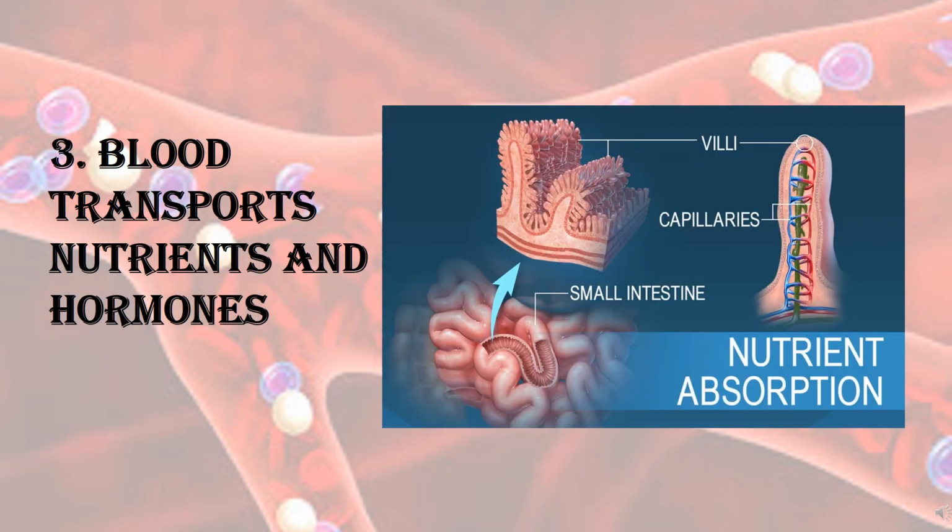3. Blood transports nutrients and hormones. Blood plays a large role in digestion and endocrine system functions. Digested nutrients are absorbed into the bloodstream through capillaries in the villi that line the small intestine. These nutrients include glucose, amino acids, vitamins, minerals, and fatty acids. Blood also transports some hormones secreted by endocrine system glands to target organs and tissues.